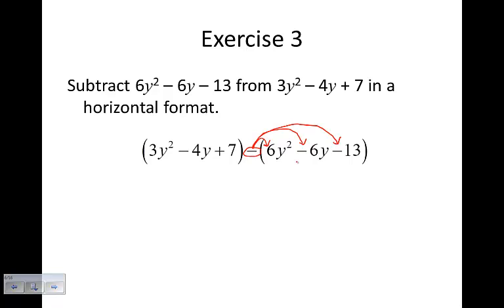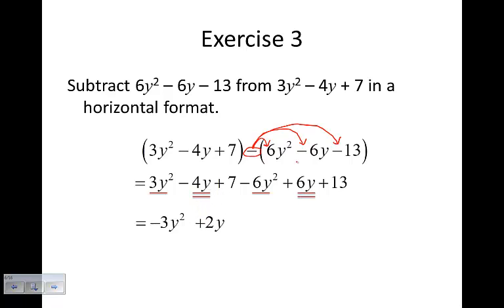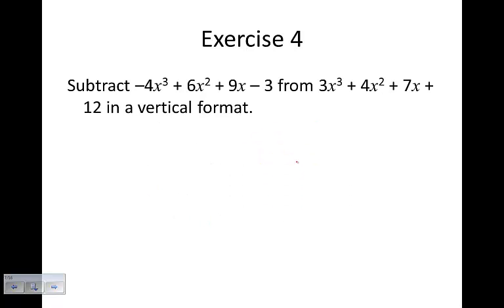is distributed into everything. Okay, so we'd have 3y squared minus 4y plus 7 minus 6y squared plus 6y plus 13. Go ahead and put together like terms, and you would have your answer with subtraction. Okay, we can also do it vertically.